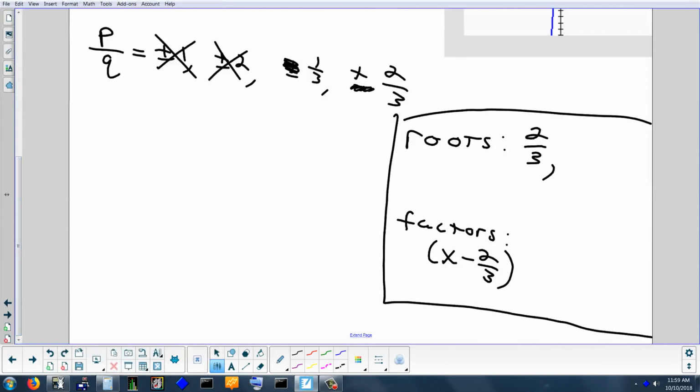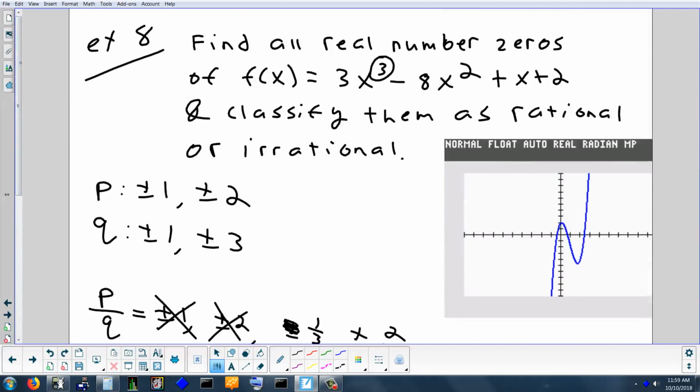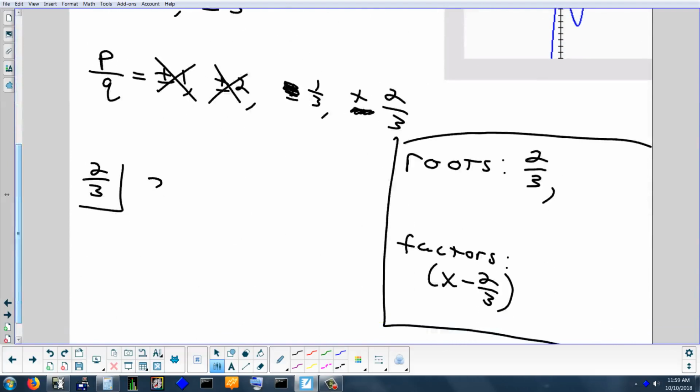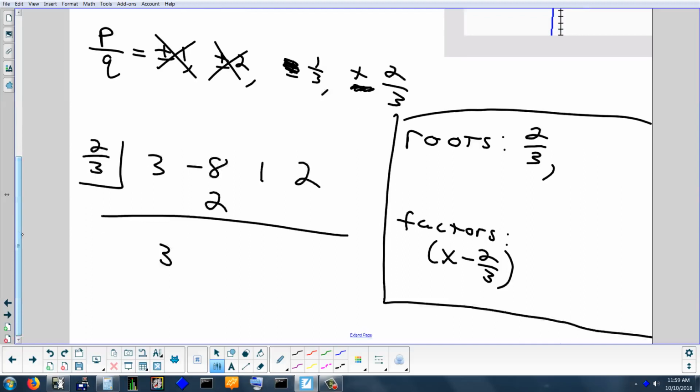Any questions so far? Now, I'm going to divide through synthetically by 2/3, and that's going to turn this cubic into a quadratic that I can then solve. So we've got 3, negative 8, 1, 2. I already know the remainder is going to be 0. I'm not really interested in that part. I'm interested in the quotient. So 3. 2/3 times 3 gives me 2. What's negative 8 plus 2? Negative 6.